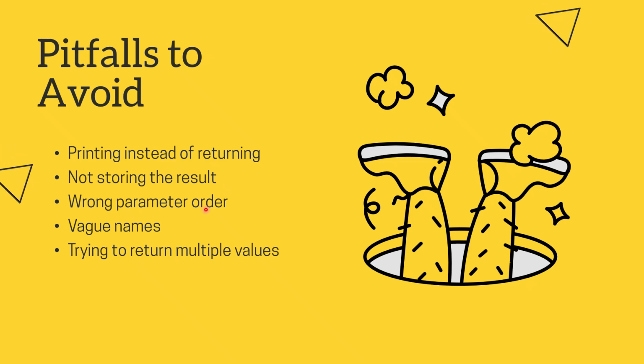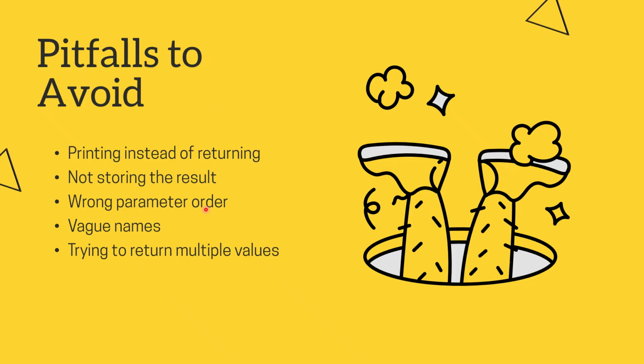The other is the parameter order being mismatched. You define the parameters in a logical order, right? So when you pass those arguments, it needs to be in the same order. So if my parameters are width, comma, height, then I need to pass in as an argument what the width is and then what the height is. I can't switch those around.